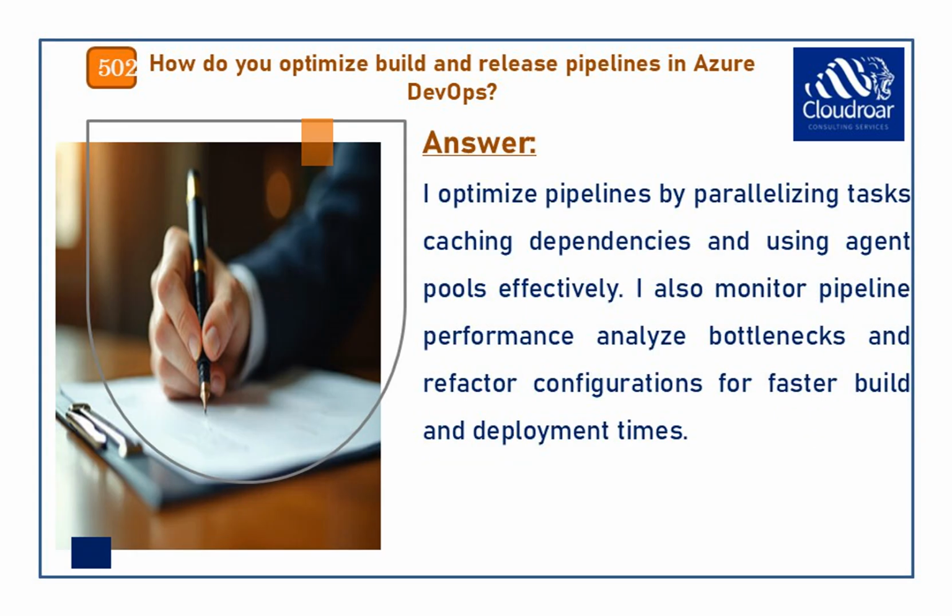Question 502. How do you optimize build and release pipelines in Azure DevOps? I optimize pipelines by parallelizing tasks, caching dependencies, and using agent pools effectively. I also monitor pipeline performance, analyze bottlenecks, and refactor configurations for faster build and deployment times.